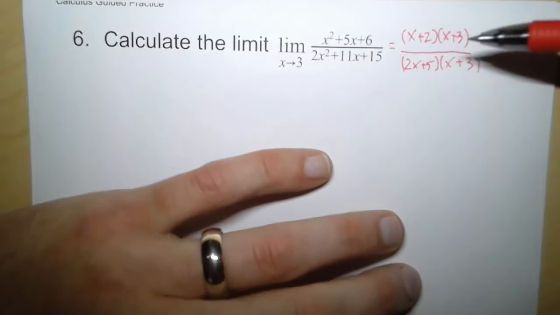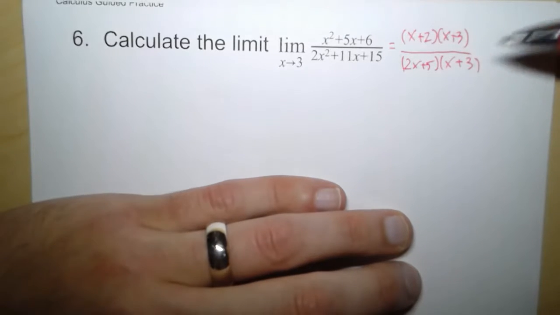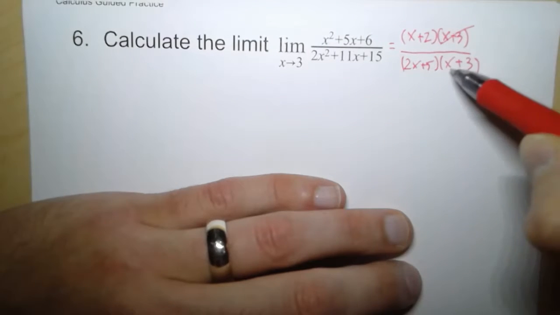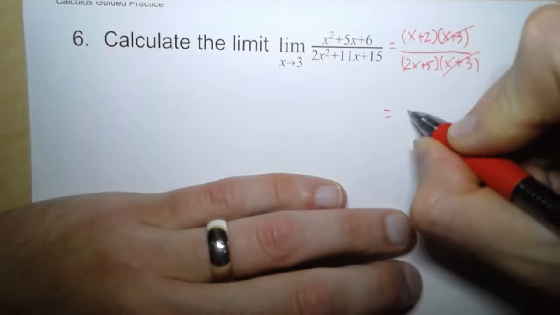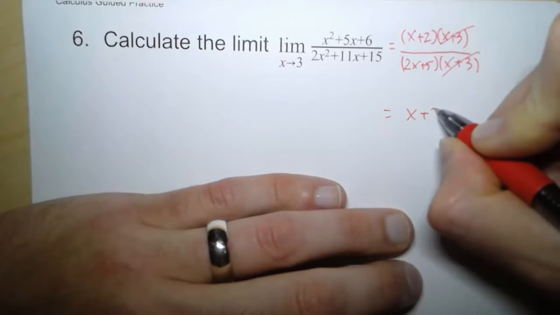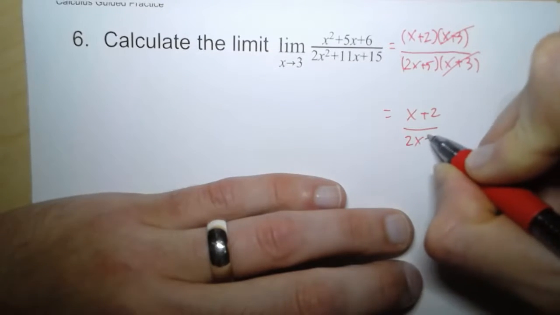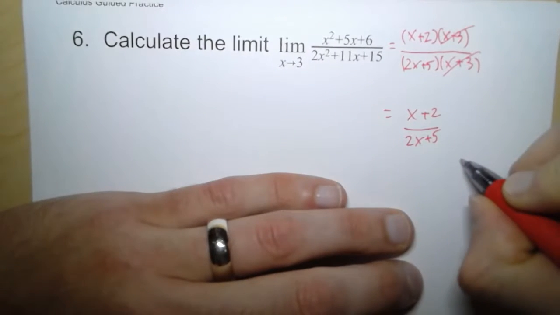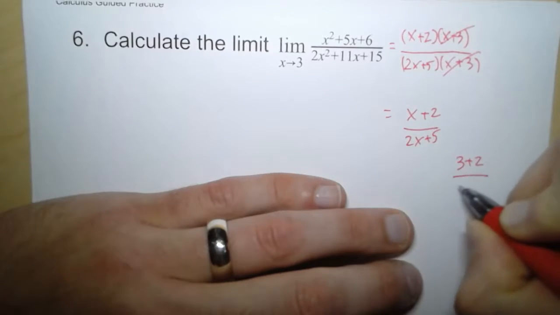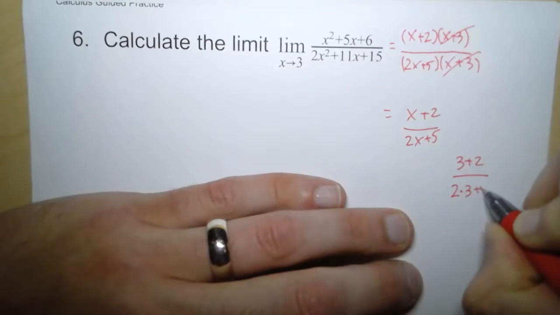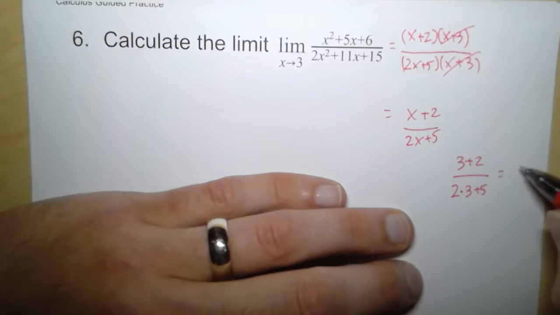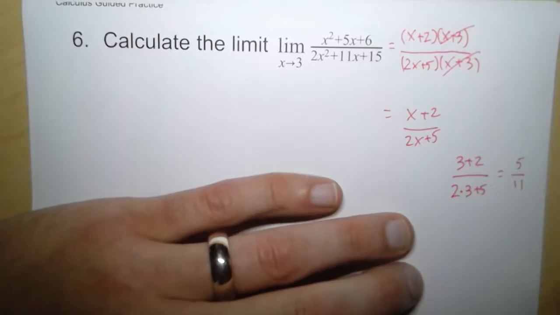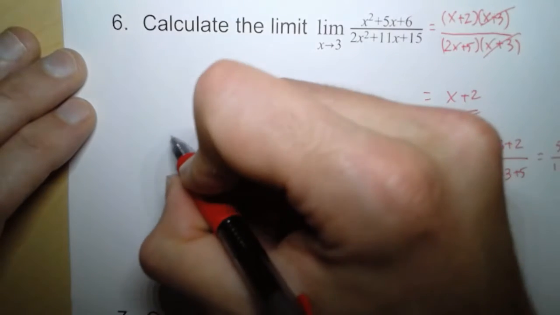And as you can see, well, what do we have? We have x plus 3 on the top and on the bottom, and they're identical. So at this point, we can go ahead and cancel that, leaving us two linear terms, x plus 2 on the top and 2x plus 5 on the bottom. So now we can substitute in 3 for x. So 3 plus 2, 2 times 3 plus 5. So 3 plus 2 is 5. 2 times 3 is 6, plus 5 is 11. And so that is our limit.